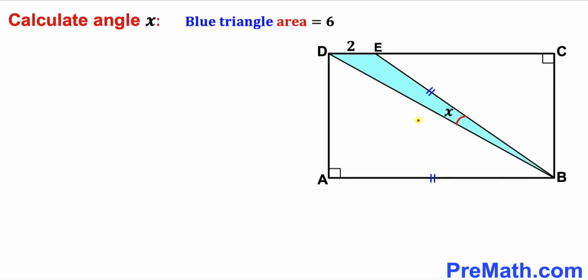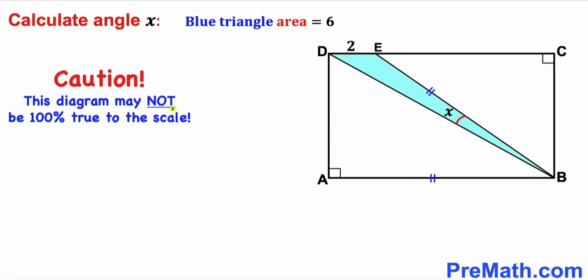Welcome to PreMath. In this video, we have got this blue shaded triangle DBE fully confined in a rectangle ABCD, as you can see in this diagram, such that this side length DE is 2 units, and most importantly, the area of this blue shaded triangle is 6 square units. And moreover, this side length BE equals this side length AB. And now we are going to find the angle X.